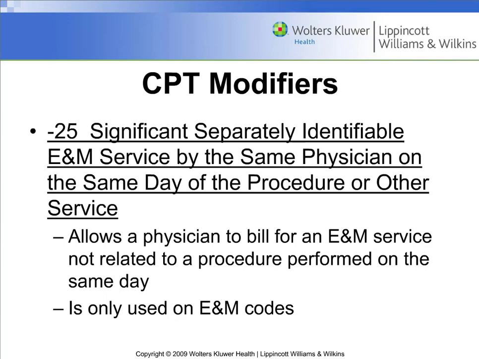A simple repair of superficial wounds of the scalp, 2.5 centimeters or less with separately identifiable E&M service. So you would code the 12001, which is the repair of the superficial wound, and then you have the separate identifiable office visit addressing the severe asthma symptoms, which is the 99212-25.